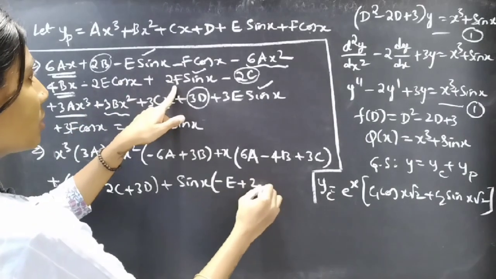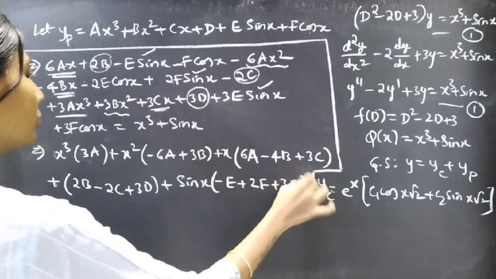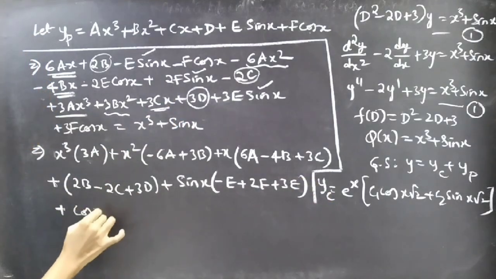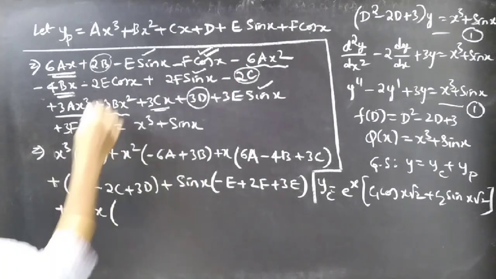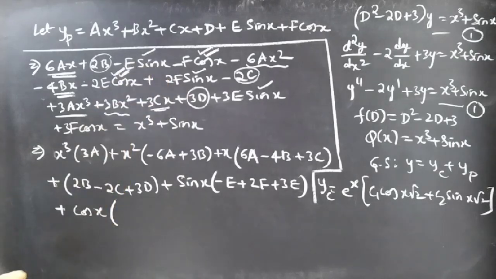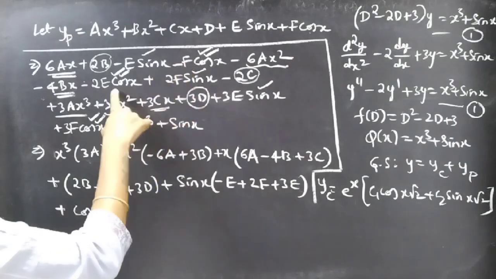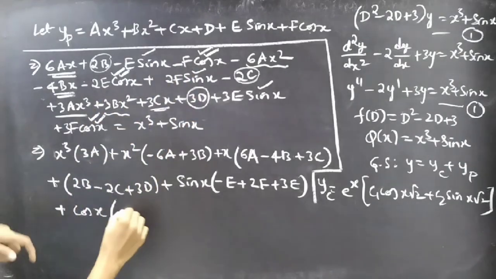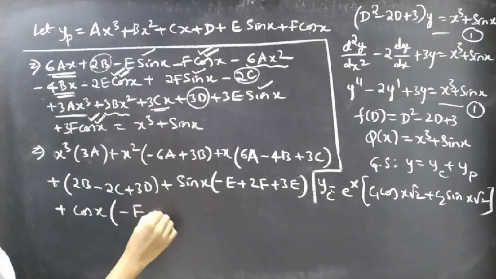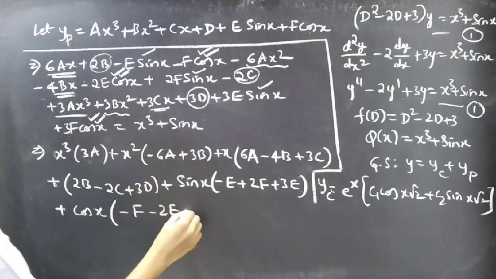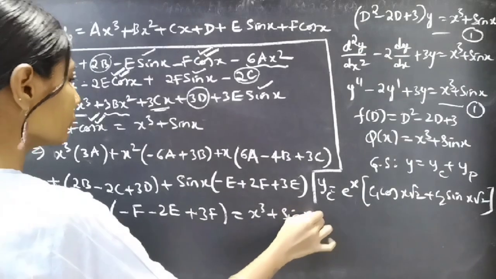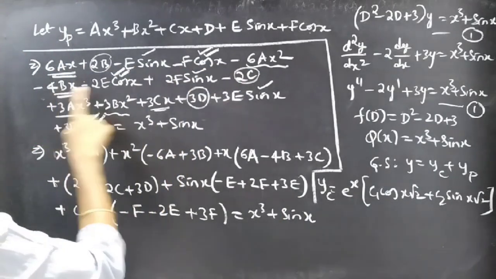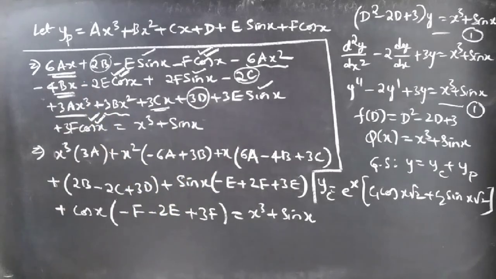Minus e plus 2f plus 3e, into sin x. Then terms involving cos x: f cos x minus 2e cos x plus 2f cos x. Just take cos x common from these 3 terms, you'll get cos x times minus f minus 2e plus 3f, equal to RHS part. See, we have covered all the terms of LHS, right?